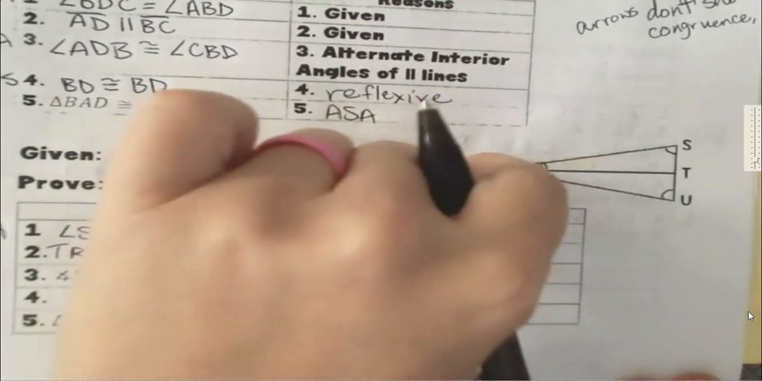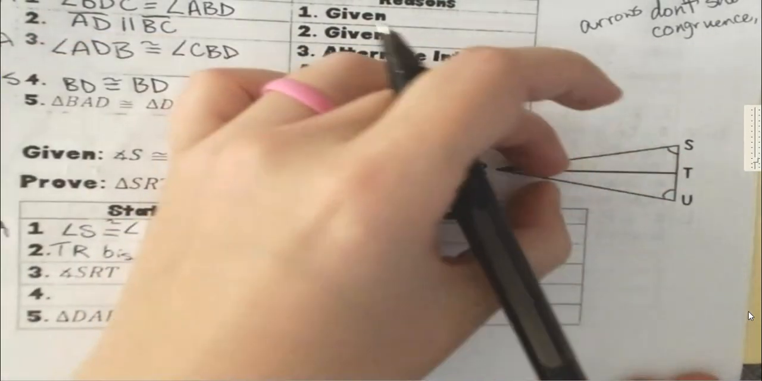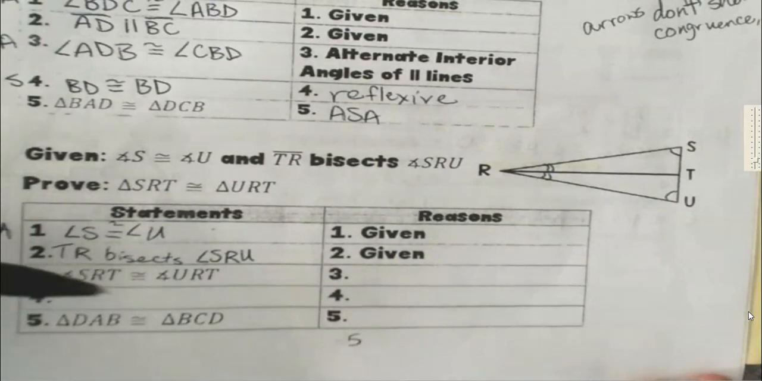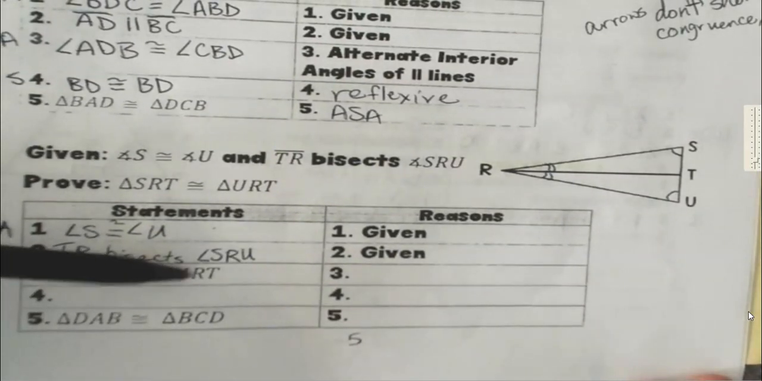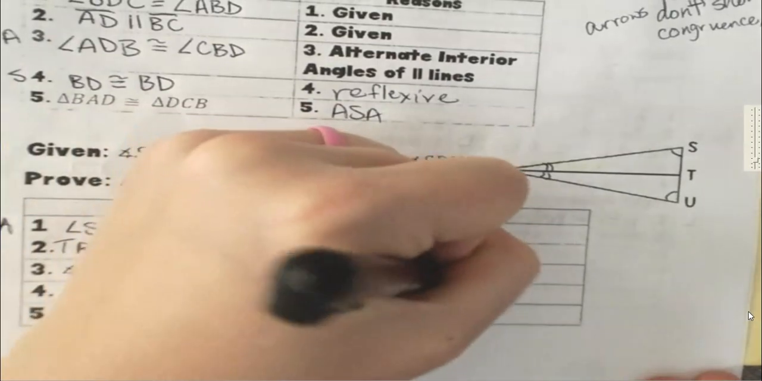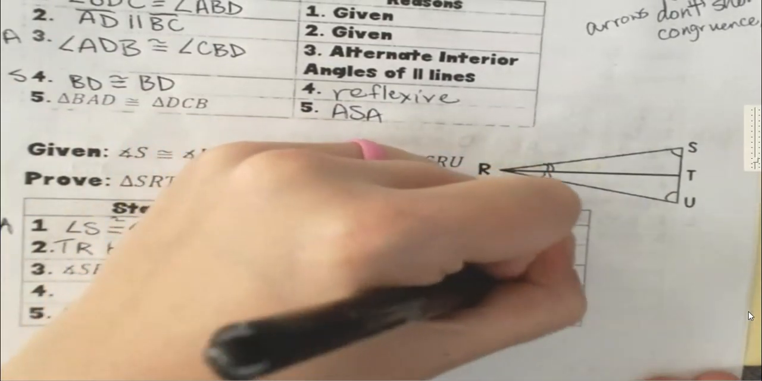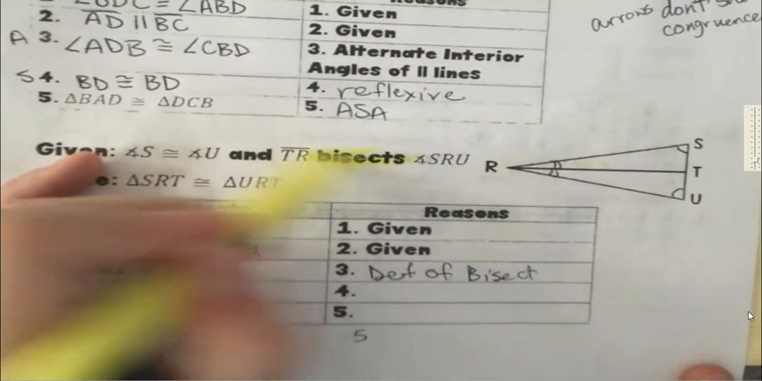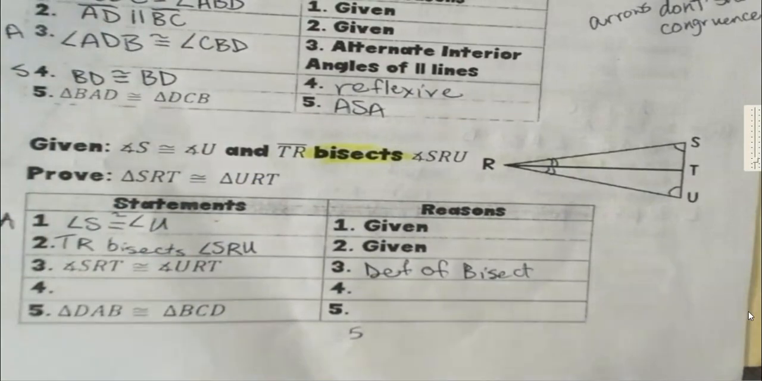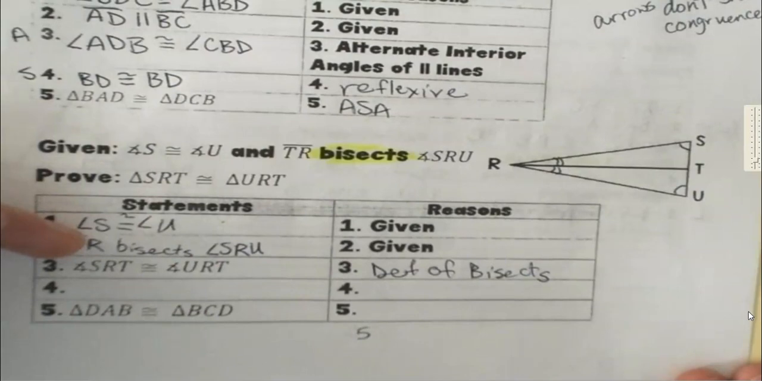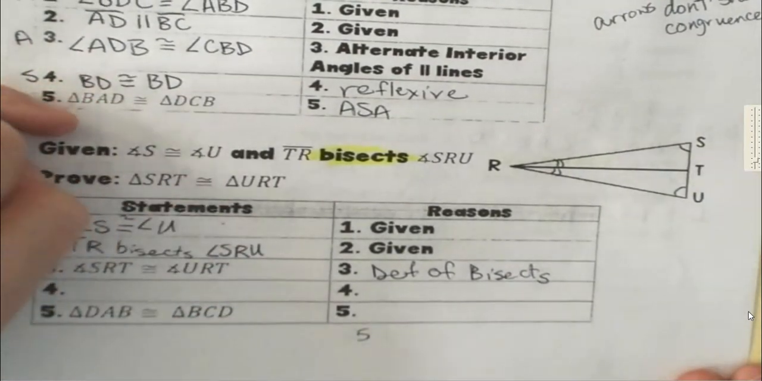So we know that if TR bisects or cuts this angle in half, that means these two halves, the top angle and the bottom angle, are going to be congruent. And so that's how we know that SRT and URT are congruent. So SRT is congruent to URT because of the definition of bisects. This is another one of these words that we learned back in our previous unit, where if you see that word, the definition of that word will be later on in the proof. So definition of bisects, and that is another angle.